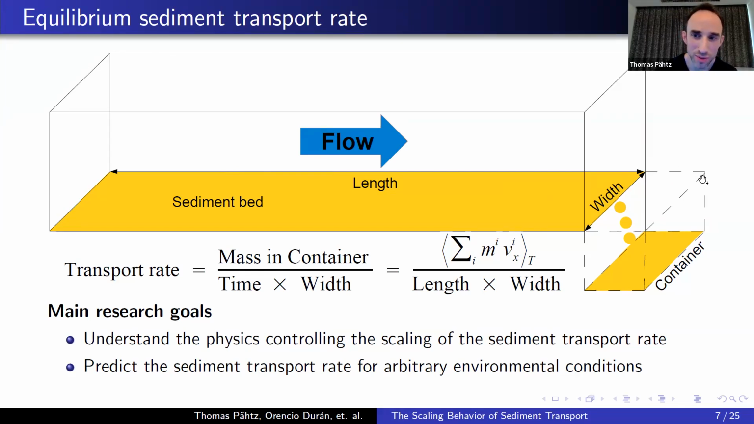And at the end of this channel, or wind tunnel or whatever, you have a container that collects the particles. What you measure is how much mass is collected in this container per unit time and unit width of the channel. That would be the sediment transport rate. When you have equilibrium conditions, this first measure is the same as the second measure, which would be the total streamwise momentum of all particles per unit area of the bed, so width times length.